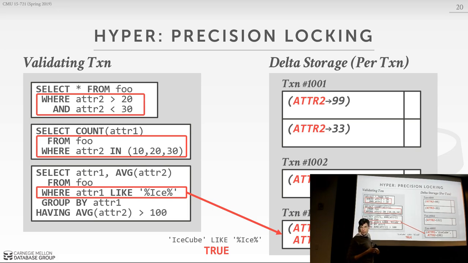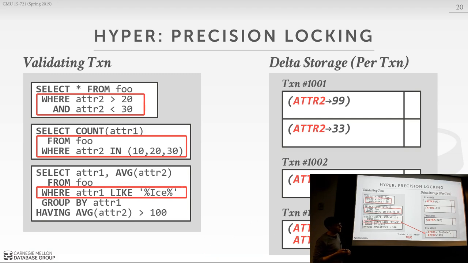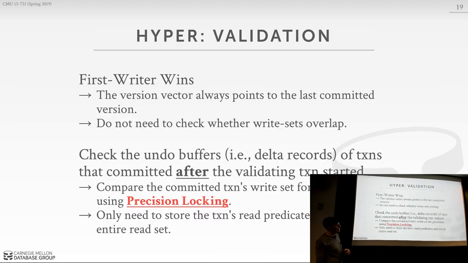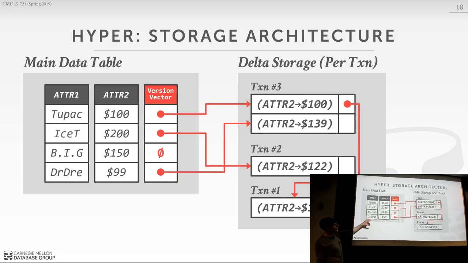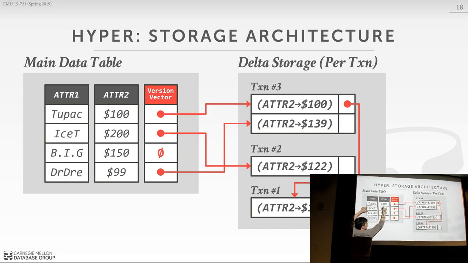Yes. So I'm still confused. What's the difference between the latest value and this transaction? If you go back like two slides before, this one. So what's the difference between ISD and EIG? His question is, for this version here, what's the difference between ISD and EIG? This is one tuple, ICE-T 200. That's one tuple. All right.